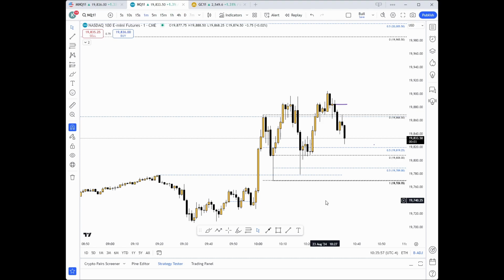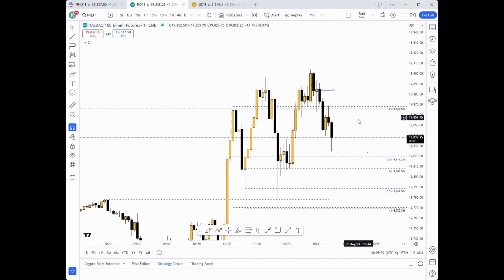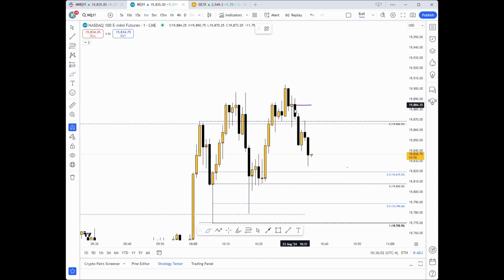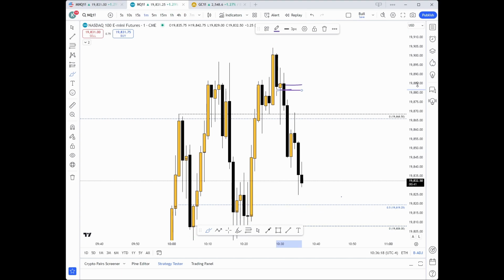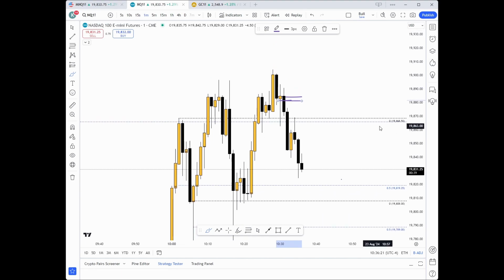Right? But like that entry, what was I even in at? 81.25? Look how bad that is in reality. Right? 81, like here. Right? Like 10 points off the high.